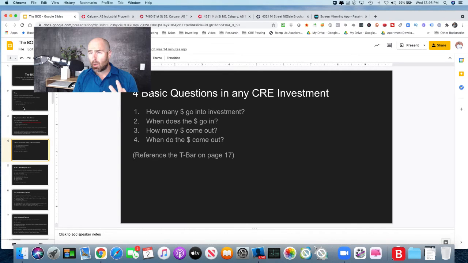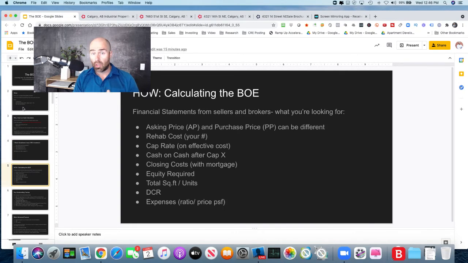So the four basic questions are: number one, how much money is going into the investment? Number two, when does the money go in? Number three, when does the money come out? And number four, how much of the money comes out? Okay. So those are just really important questions. If you're going to invest passively or actively, those would be questions that I would be asking anybody that I'm looking to invest with. And it's surprising when I see pitch decks where people are trying to raise money and they haven't answered those four basic questions.